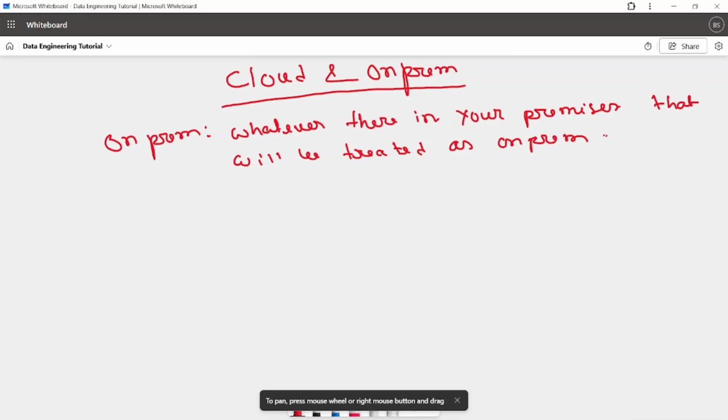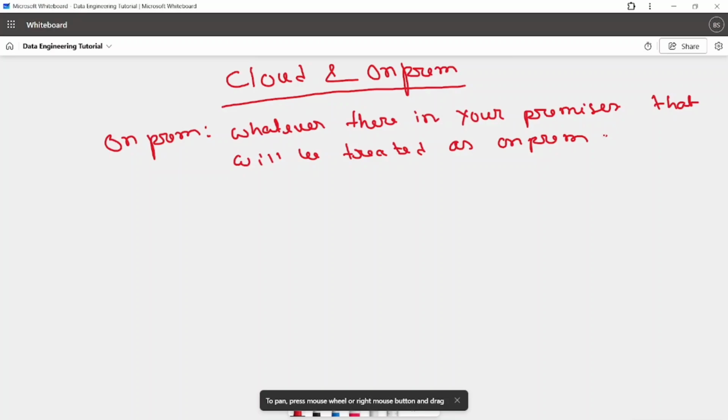So guys, suppose you have a data engineering project, forget about Azure or GCP or AWS. If you are providing infrastructure by yourself, providing security by yourself, and having everything yourself, then definitely that platform we can call an on-prem.